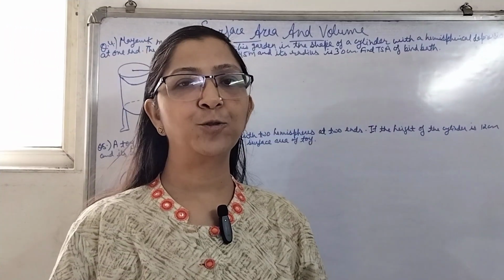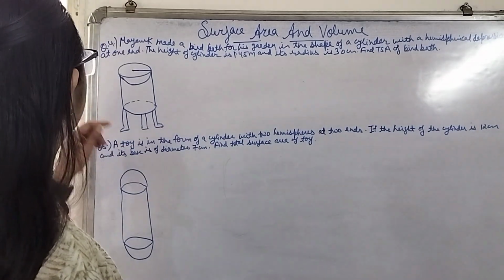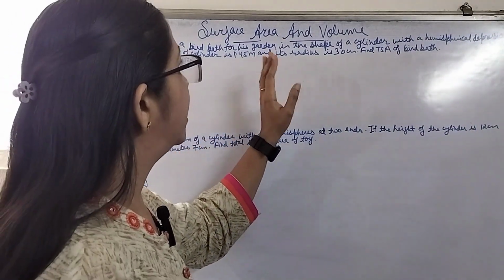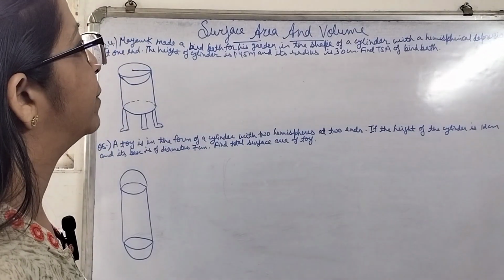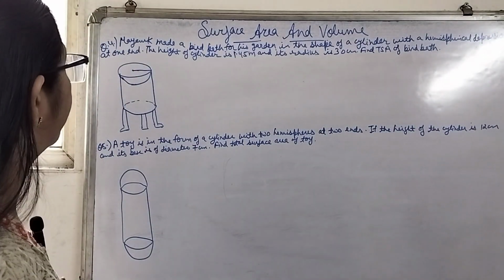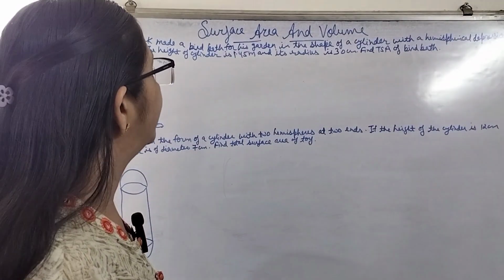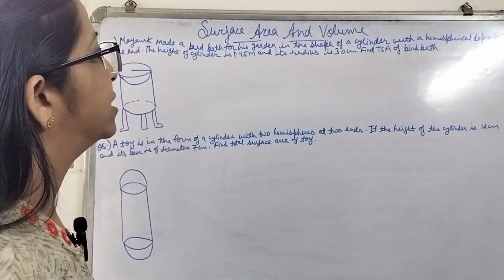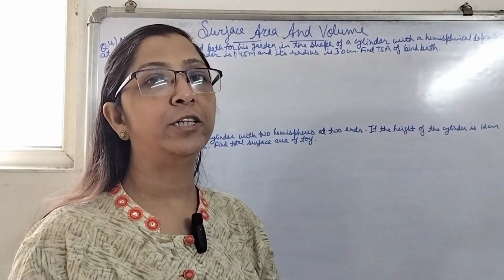Now let's see the next 2 questions. Question number 4 is, Mayank made a bird bath for his garden in the shape of a cylinder with a hemispherical depression at one end. The height of the cylinder is 1.45 meter and its radius is 30 centimeter. Find the total surface area of the bird bath.